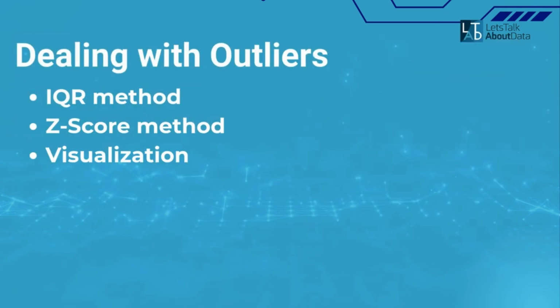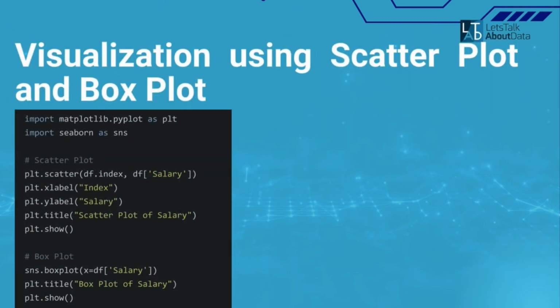Outliers are extreme values that can skew your analysis. We can detect them using visualizations like box plots and scatter plots. The IQR method uses the interquartile range. The z-score method measures how many standard deviations a data point is from the mean. Again, Python libraries make this process much easier.